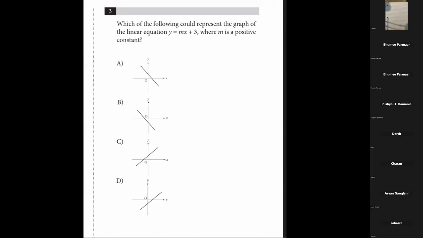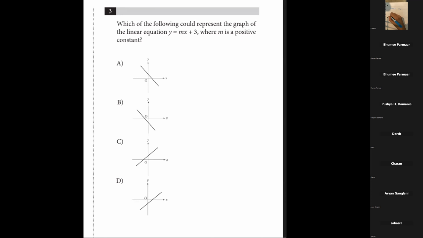Okay, so for this one, what information are we given? Well, we're given that y equals mx plus 3, and m is a positive constant. So y equals mx plus 3 is the slope of a normal line, where m is the slope and the constant is the y-intercept. So if you would substitute 0 in for x, you'd find out that y would equal 3. So that means that when x is 0, y is 3.